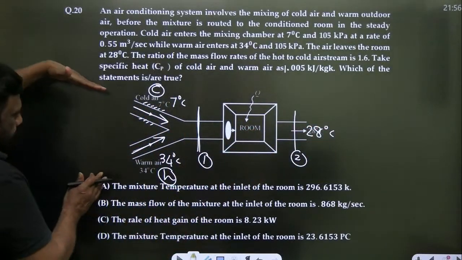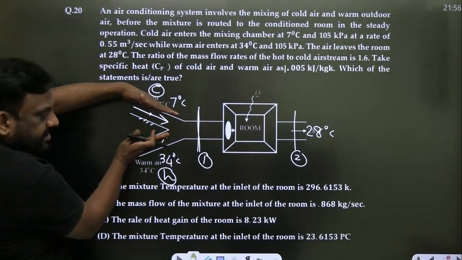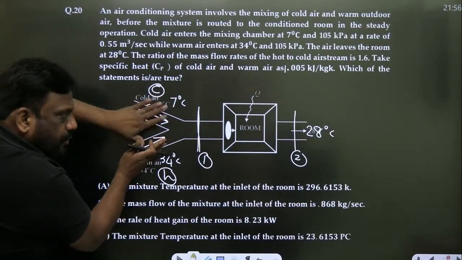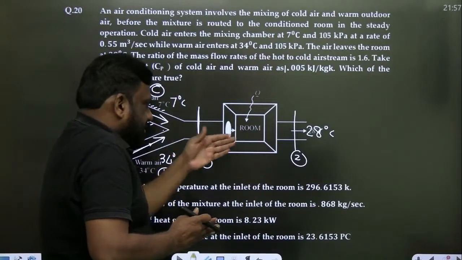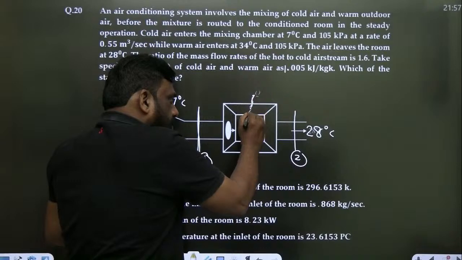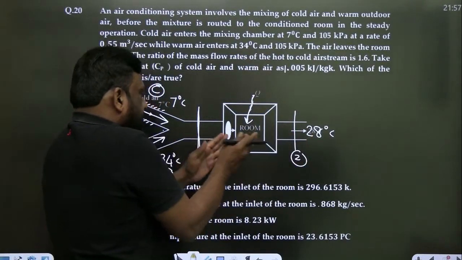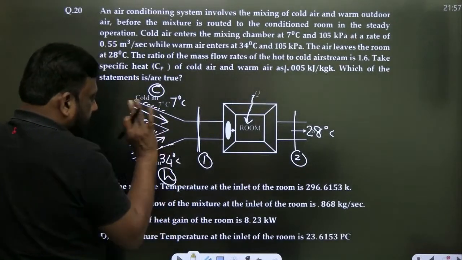Let me repeat sir. Cold air at 7 degrees centigrade is entering, hot air at 34 is entering. These two mix and it is adiabatic mixing. Mix होके वो रूम में आ रहा है सर. इन रूम में आने के बाद रूम से कुछ heat transfer दिया है सर. And final temperature is this. ये adiabatic mixing दिया है सर. Actually figure में ये mixing है, ये insulating chamber है.